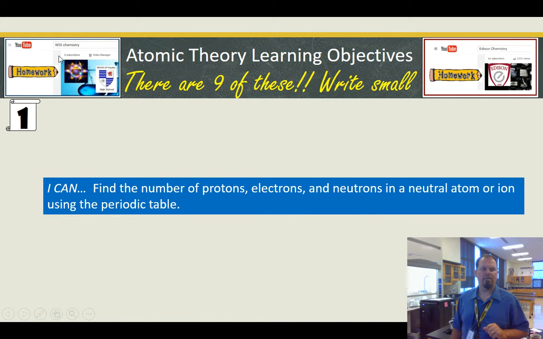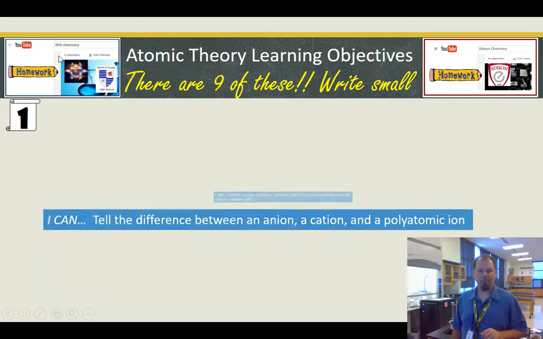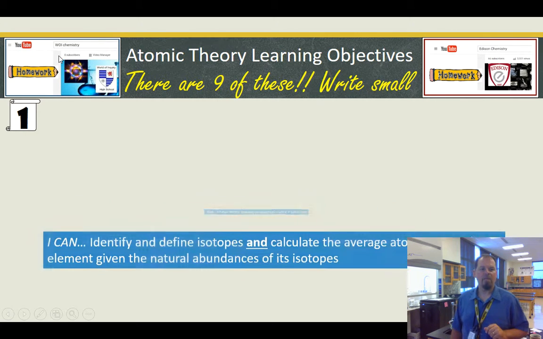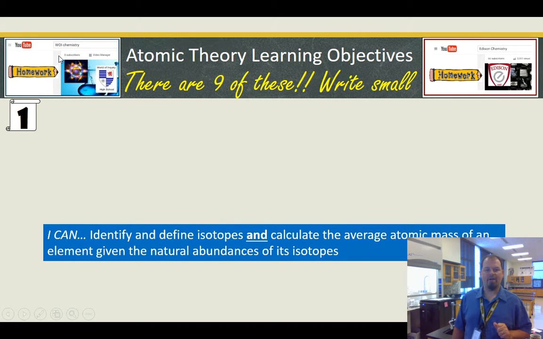and find the number of protons, electrons, and neutrons in a neutral atom or ion. And we use the periodic table to help us with this. Tell the difference between an anion, a cation, and a polyatomic ion. Definitely need to be able to do that. And we need to be able to identify and define isotopes and calculate the average atomic mass. Another vocab word, isotopes. We got 2 I words this unit, ions and isotopes. We got to make sure we can keep those straight.